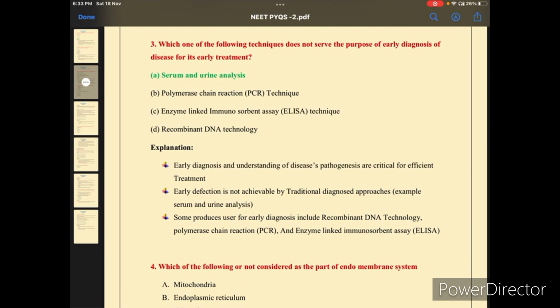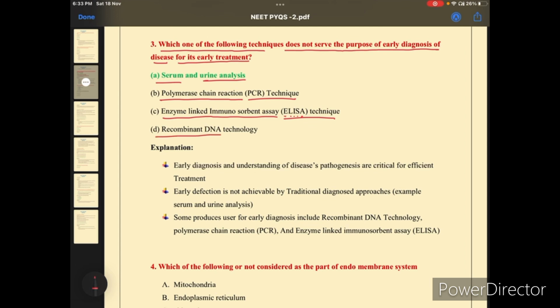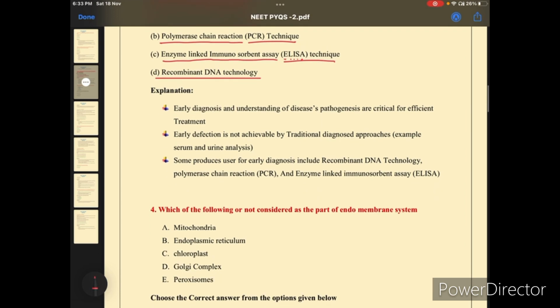So the next question, which one of the following techniques does not serve the purpose of early diagnosis of diseases for their early treatment? Option A, serum and urine analysis. Option B, polymerase chain reaction, PCR technique. Option C, enzyme linked immunosorbent assay, ELISA technique. And option D, recombinant DNA technology. And the answer is serum and urine analysis. Let us see the explanation.